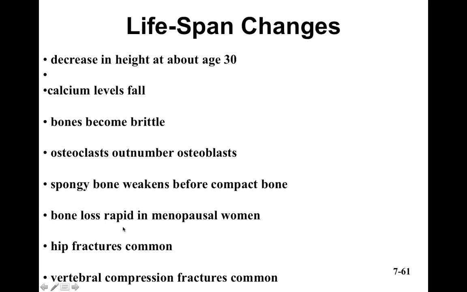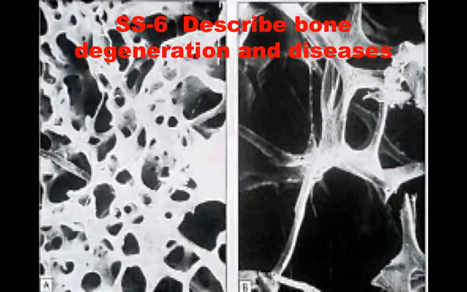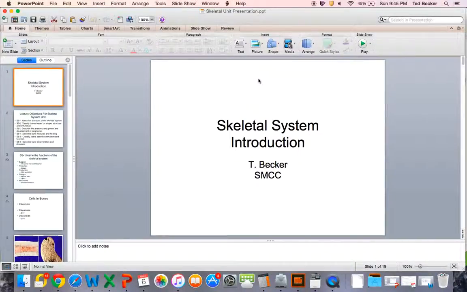And then hip fractures are common, and vertebral compression fractures occur because our vertebrae become less plastic. Okay, and this is someone's bones, a premenopausal woman in her 30s, and then the same bone tissue 15 years later. So you can see how much spongy bone you can lose. Okay, that's it for the introduction.